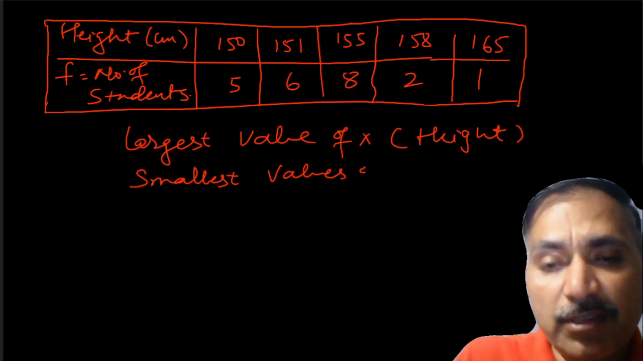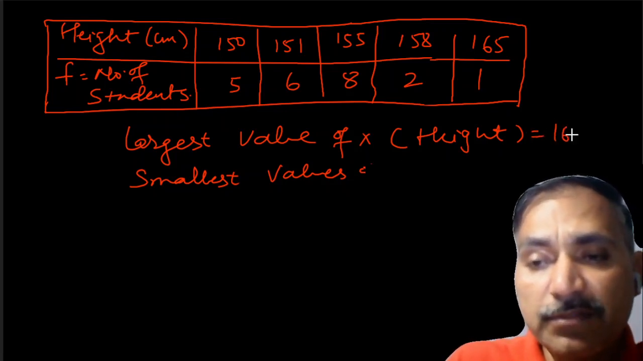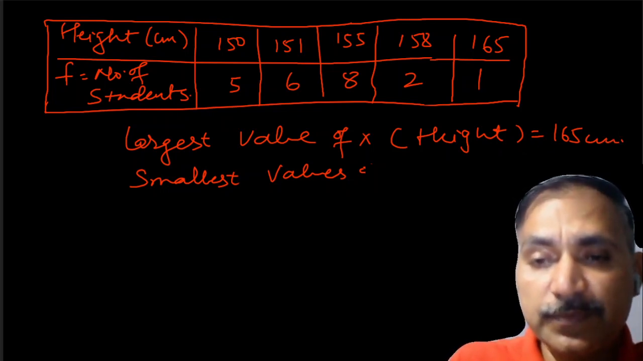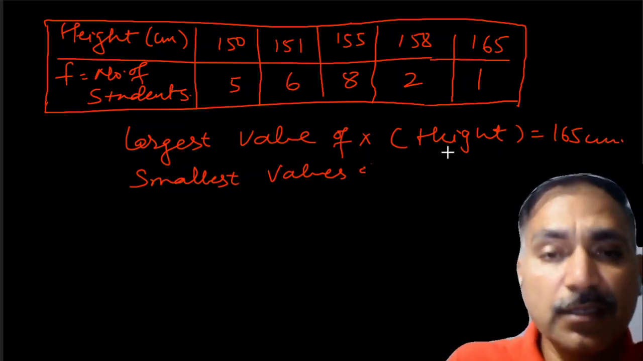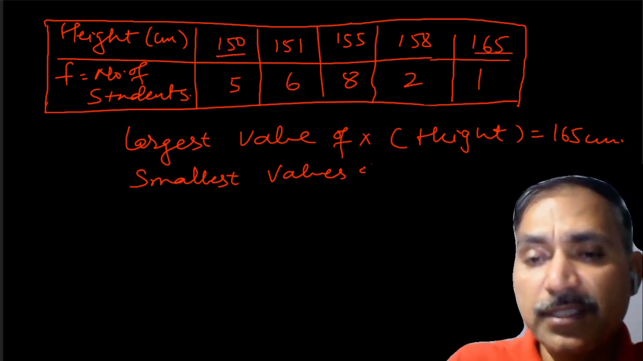The smallest value of x. Here the largest was 165 centimeters. The smallest is 150. Largest is 165.